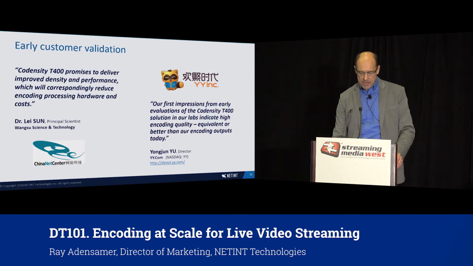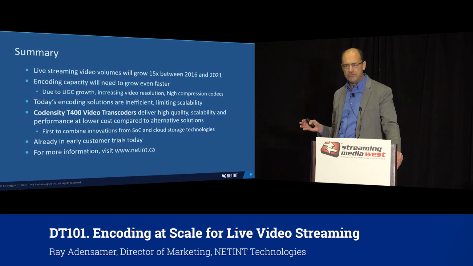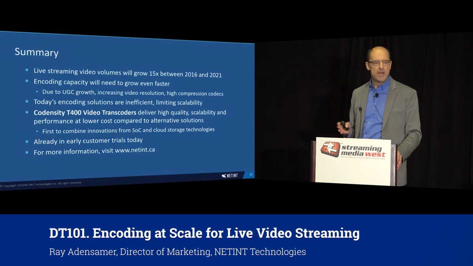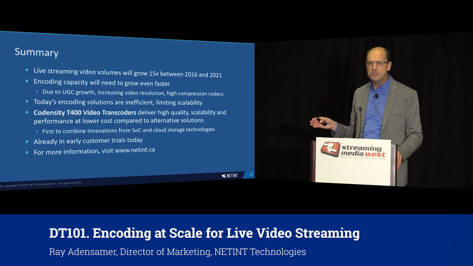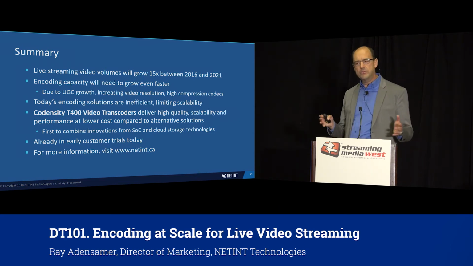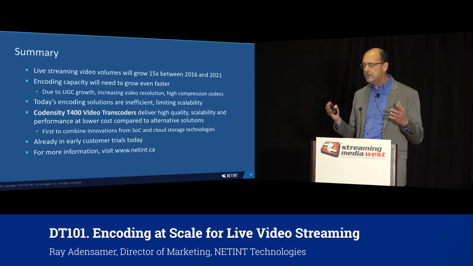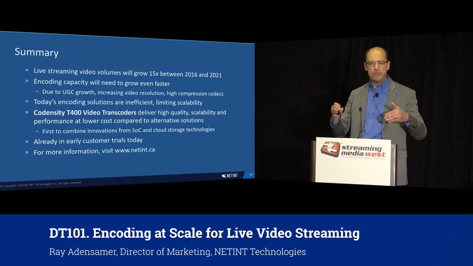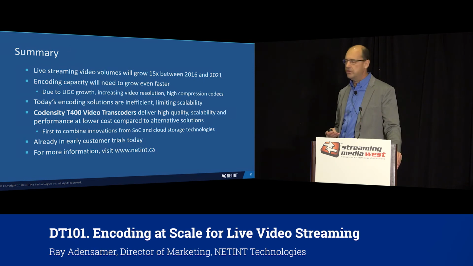So in summary, I wanted to say, live video streaming, the volumes are growing at 15x. I think the encoding capacity problem is even bigger than that, right? It's going to grow because of user-generated content, increasing video resolutions, and also the increasing use of high compression codecs. We went through some of today's encoding architectures and some of those inefficiencies. You're not going to be able to scale to what the industry needs by putting in a rack server for every 5 sessions that you need. It's just not going to work. You need to look for alternative approaches.